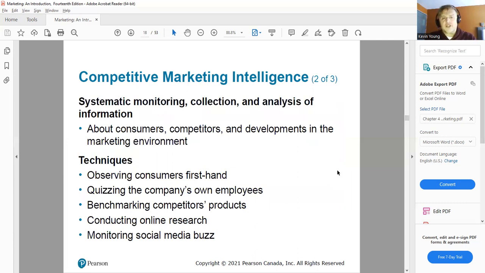Systematic monitoring, collection, and analysis of information.